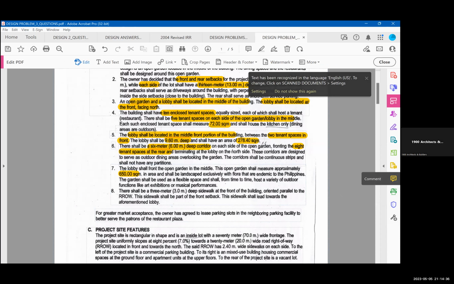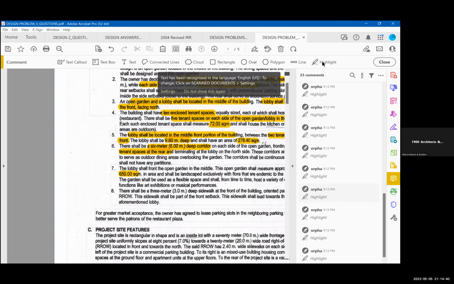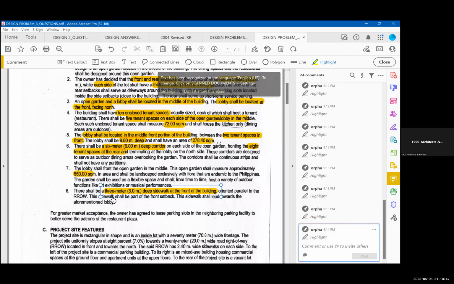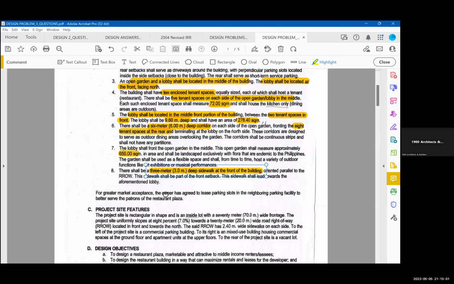there shall be a 3-meter deep sidewalk at the front of the building, oriented parallel to the road right of way. This sidewalk shall be part of the front setback. This sidewalk shall lead towards the aforementioned lobby. Okay, for greater market acceptance, the owner has agreed to lease parking slots in the neighboring parking facility to better serve the patrons of the restaurant plaza.